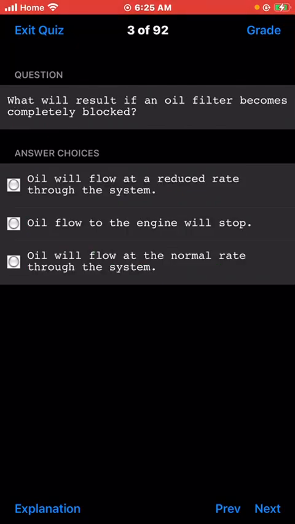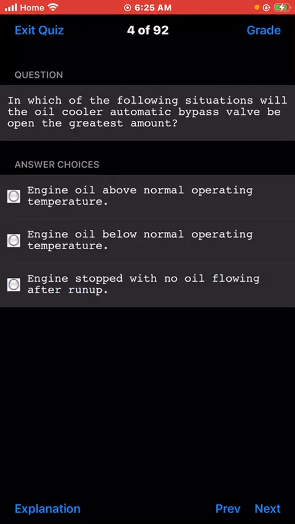What will result if the oil filter becomes completely blocked? Oil will flow at a normal rate through the system.